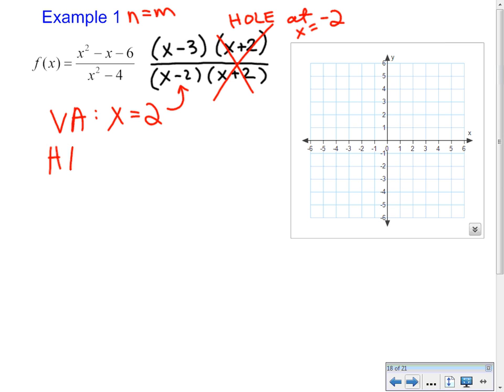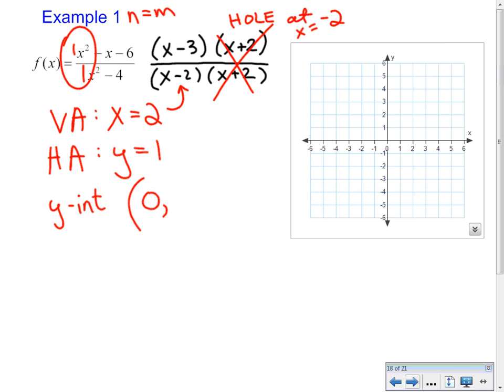We have a horizontal asymptote. Remember that? The horizontal asymptote is the ratio of the leading coefficients if the degrees are tied. Well, they're tied. 2 to 2 is the degree ratio, and the coefficients are 1. Got the hole there. We could throw in some y-intercept. Just throw in 0, and it looks like you get 3/2. And I know the x-intercept, the solution, is 3, 0.